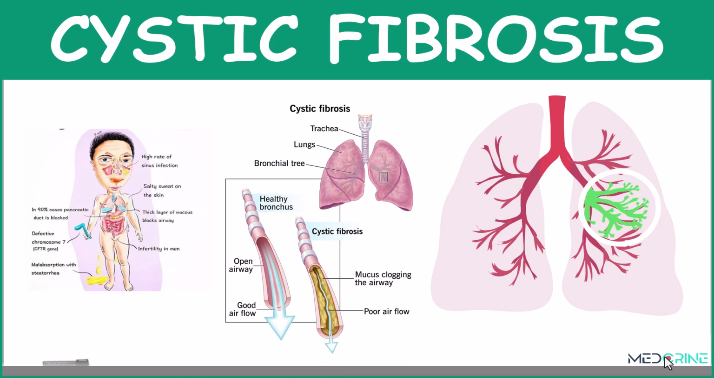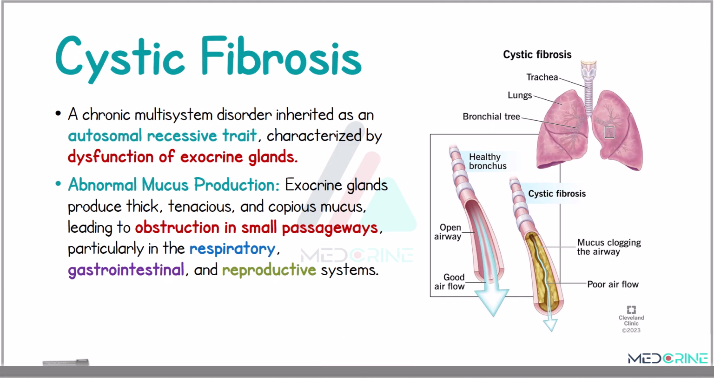Today we shall be looking at cystic fibrosis. Cystic fibrosis is a chronic multisystem disorder that is inherited as an autosomal recessive trait and is characterized by a dysfunctioning of exocrine glands. In cystic fibrosis, we have abnormal mucus production by the exocrine glands, whereby these glands produce a thick, tenacious, and copious amount of mucus, leading to an obstruction in small passageways. The most commonly affected systems are the respiratory, gastrointestinal, and reproductive systems.